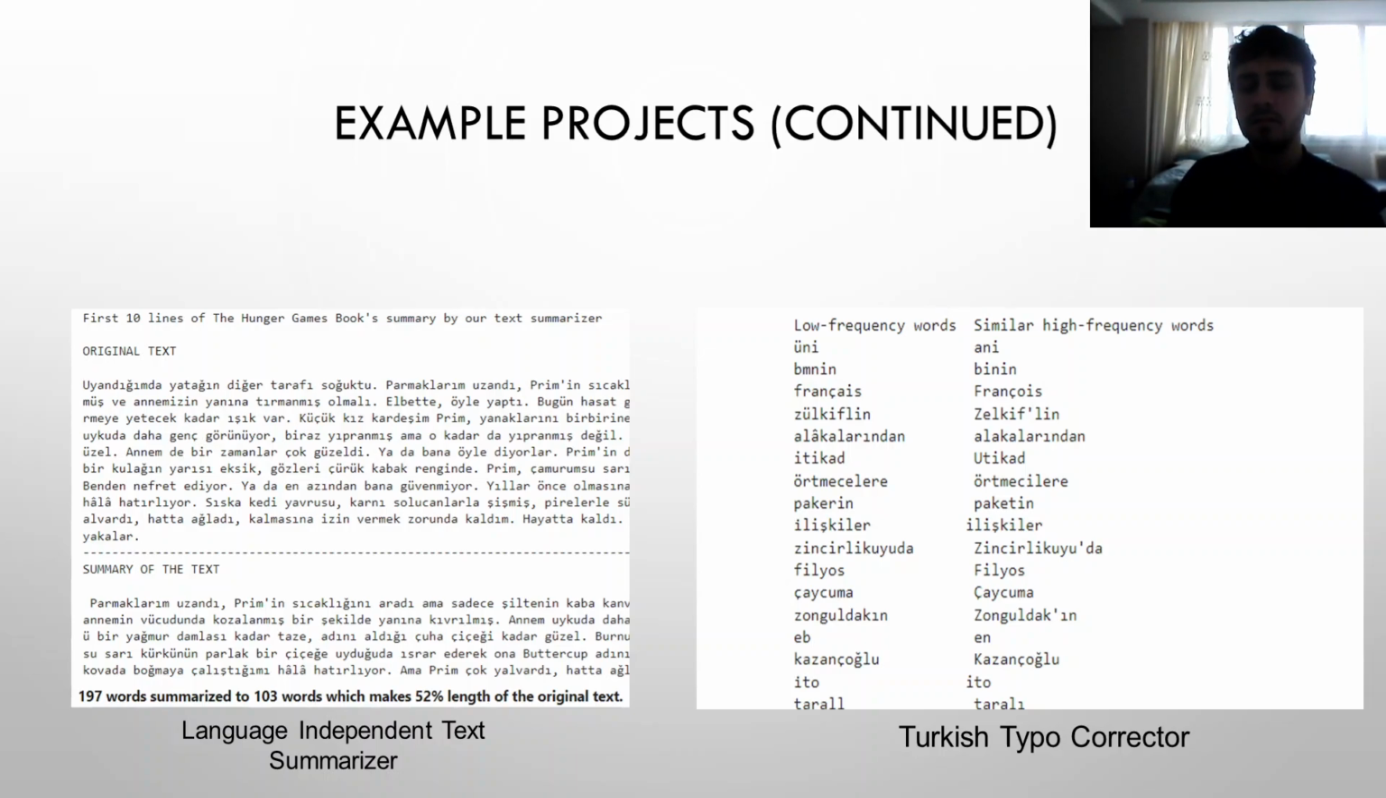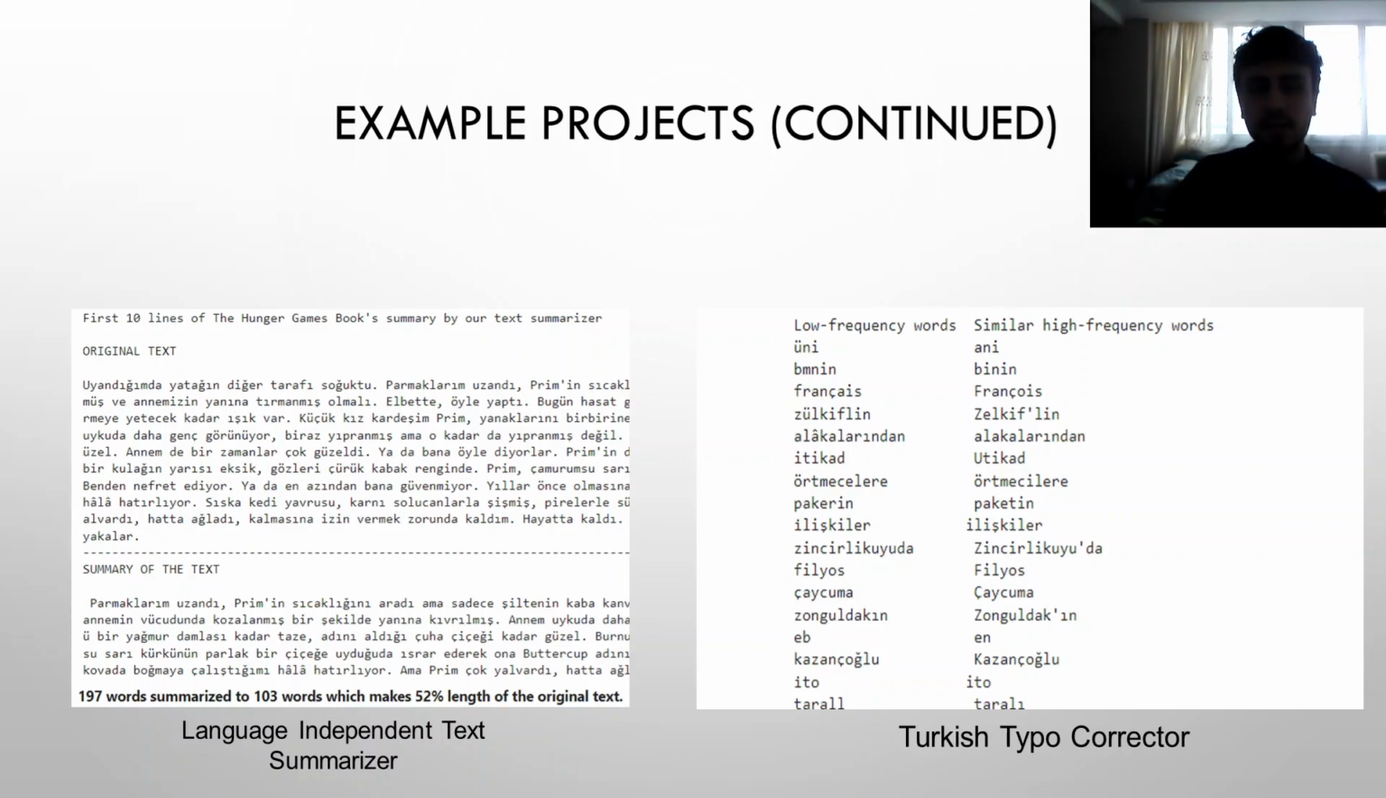On the right, you can see a Turkish typo corrector. So I use a 10,000 Turkish corpus, a 10,000 synthetic Turkish corpus. It finds the frequency of every single word and assumes that low frequency words are written wrong, and finds a similar word to that word whose frequency is higher and corrects it with it.